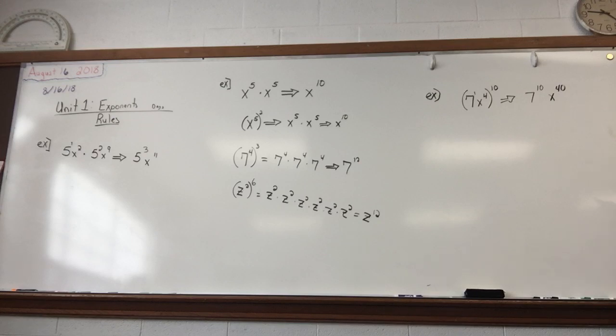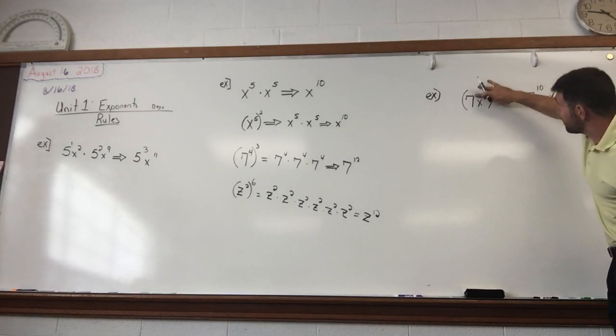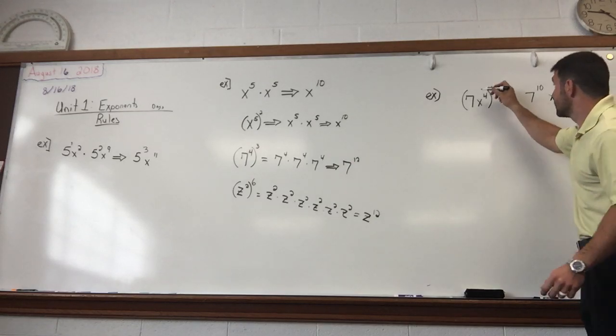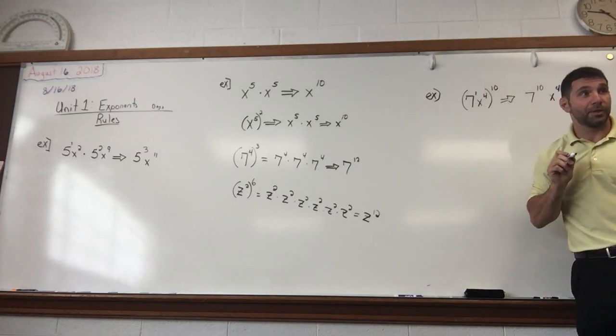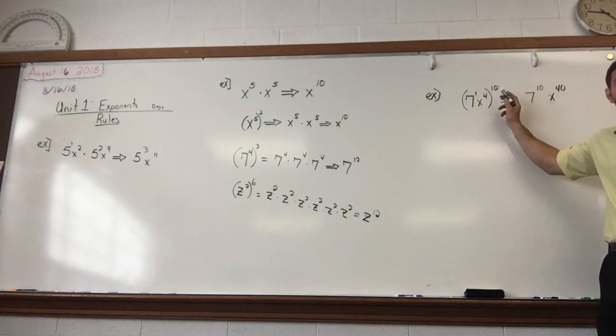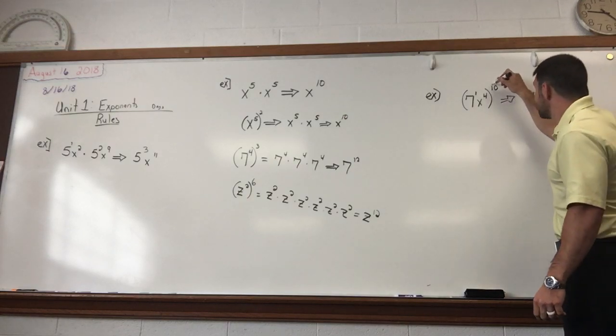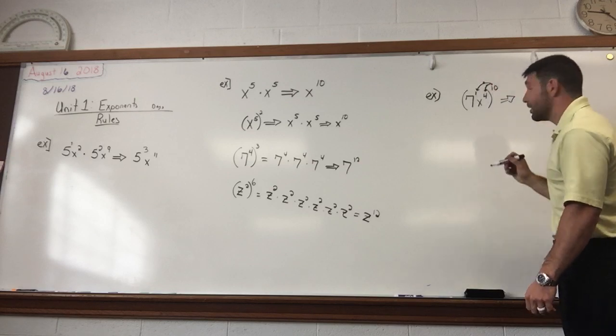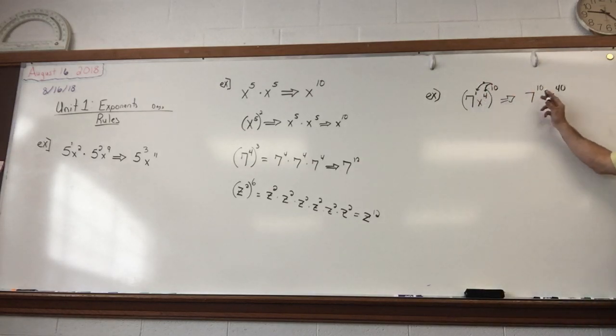So, if you heard, Jackson said it didn't have a power. Everything has a power. Power of 1. Then he said, okay, I'm going to take this exponent that's on the outside and I'm going to multiply it to the exponents on the inside. 10 times 1 is 10. 10 times 4 is 40. Jackson, you're a rock star, man.